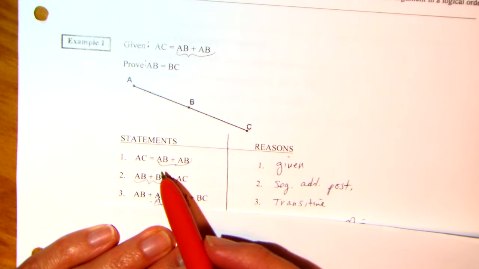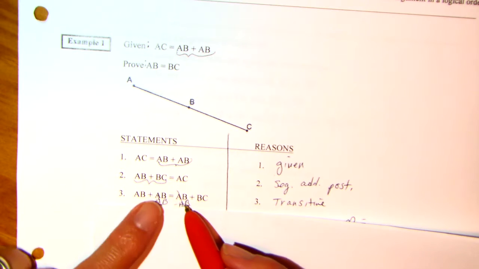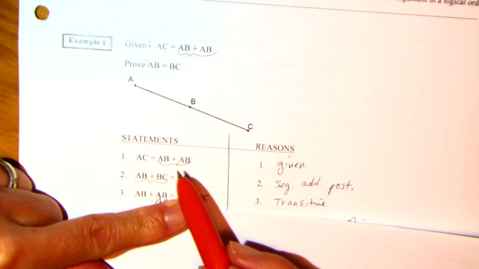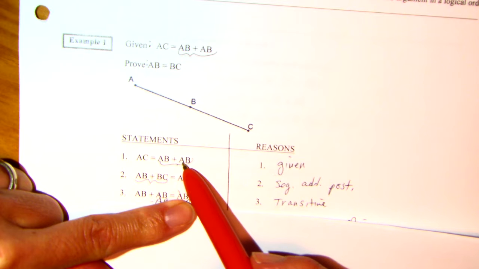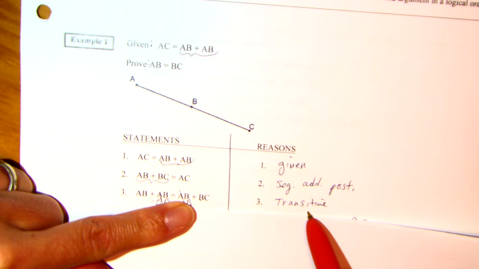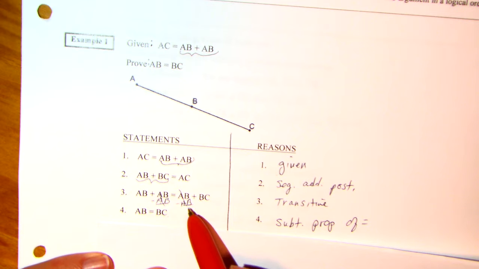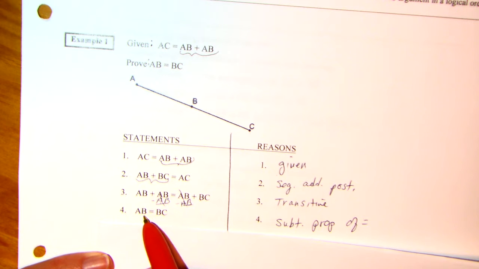Well, look at this. AC is equal to this, and AC equals that. Well, can't we set them equal to each other? But AB plus AB equals AB plus BC. So that'd be transitive. It's kind of like your middleman. We eliminated the AC part. Well, now, to get this statement, I'm going to subtract AB on both sides. Subtraction property, I now get what's left over, AB equals BC, and that's what we're trying to prove.